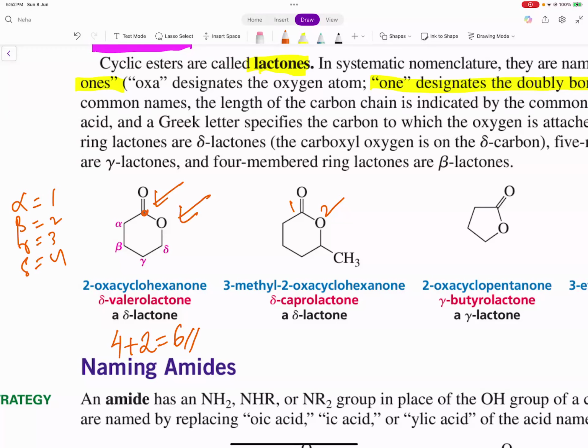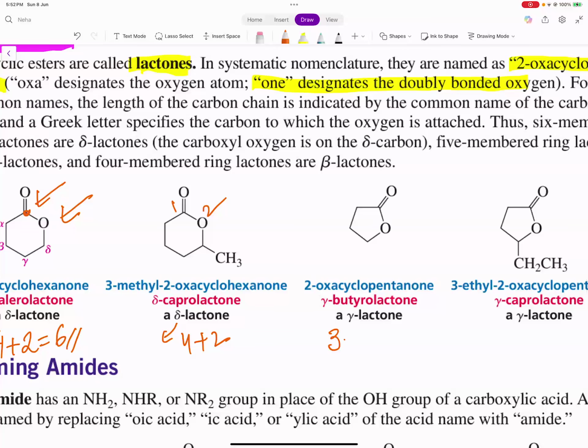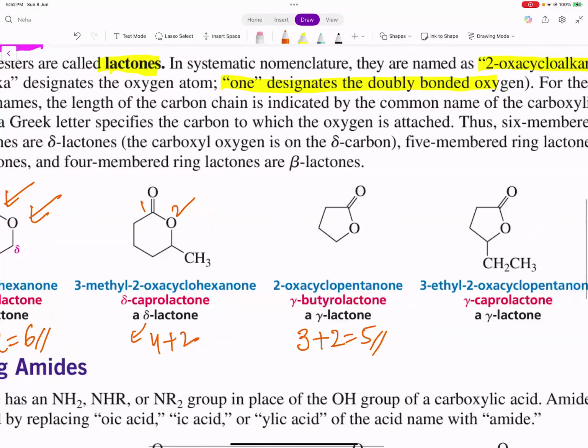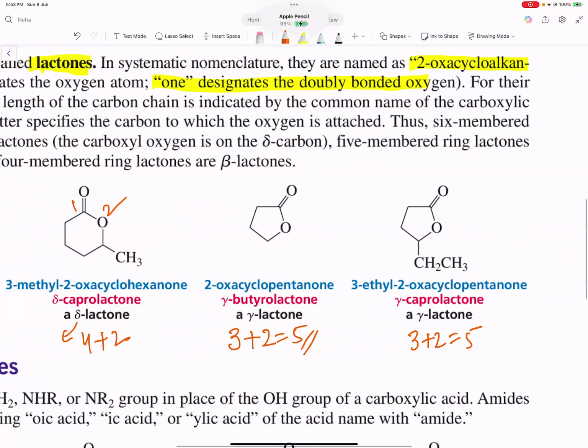See, this is important. So here delta lactone, delta is 4 and I have to add 2. If it is a gamma lactone, gamma is 3 and I add 2, so it is a 5 membered ring. So this information I am getting from here, that a gamma lactone is a 5 membered ring. Again, 3 plus 2 equals 5. I think one question in JEE Advanced was also there regarding this.